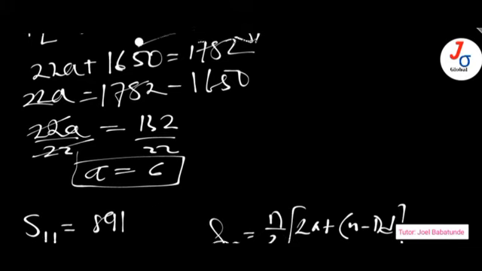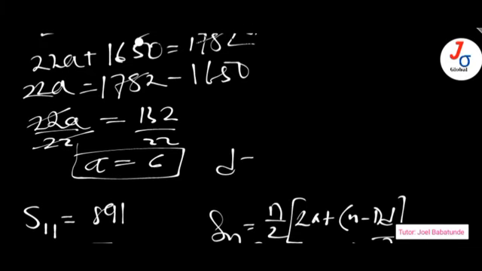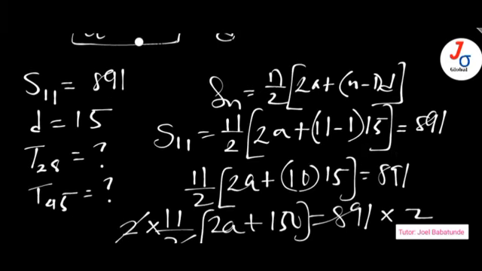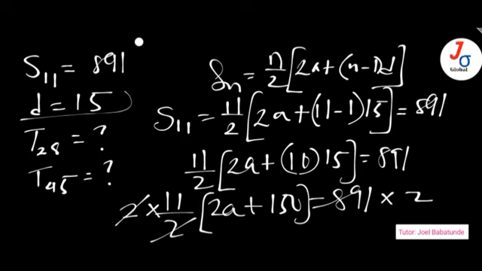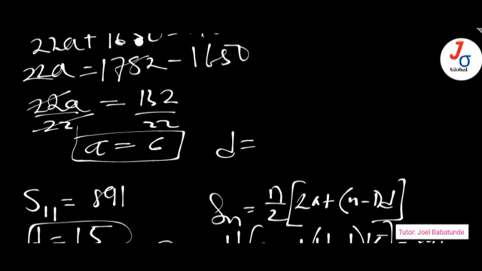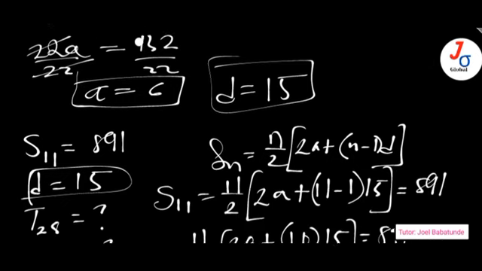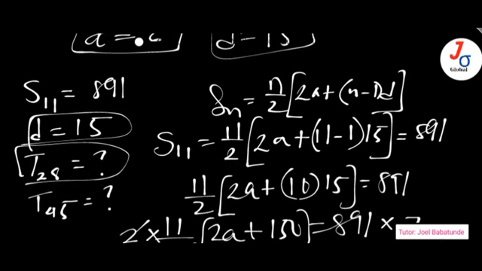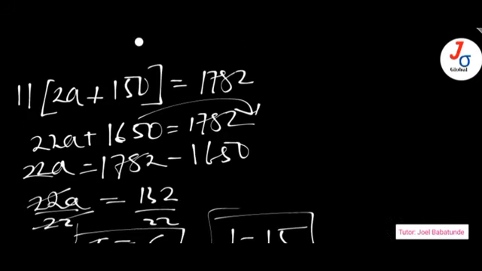And then I think we had a common difference. A common difference is what? I think we used it the other time. 15. So the common difference is actually 15. So we're asked to find what exactly? So we're asked to find the 28th term and the 45th term. Okay.